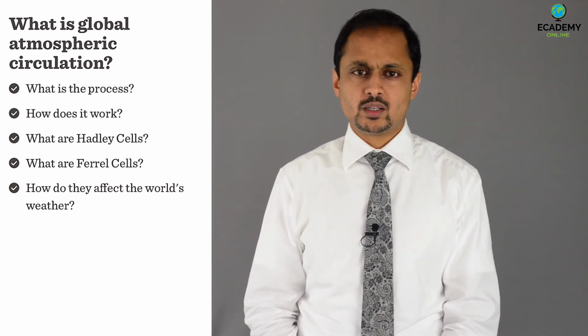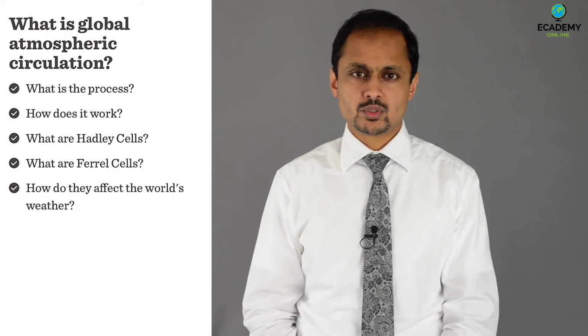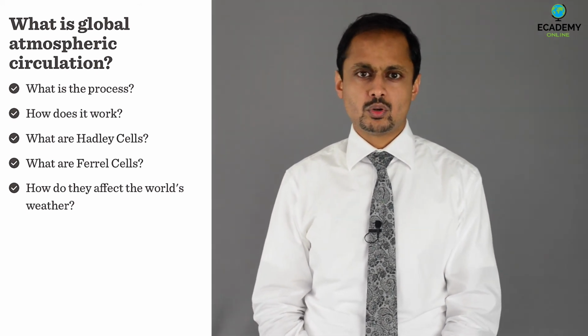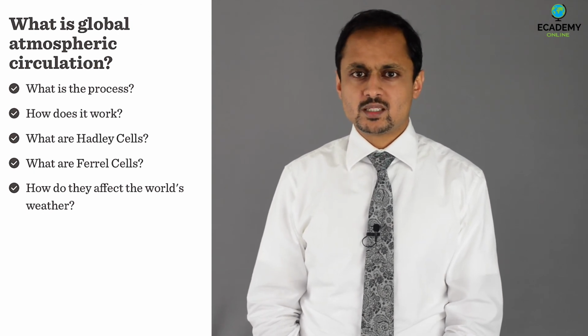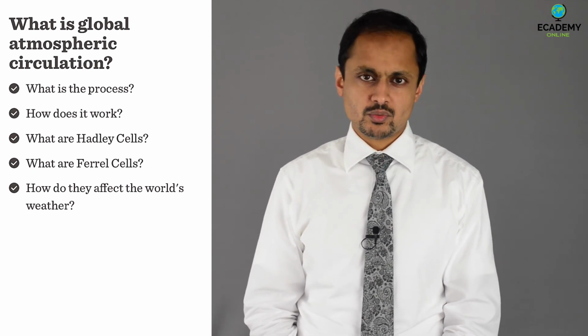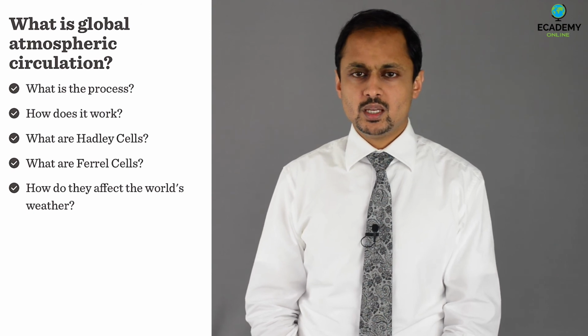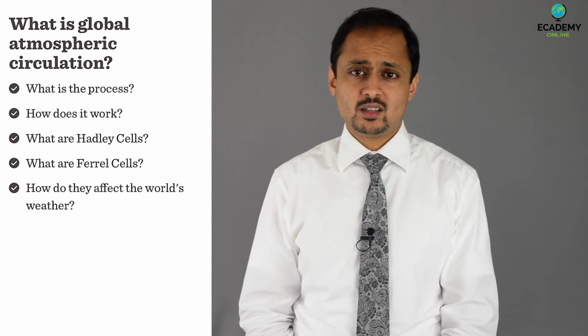The continued effect of the three circulation cells, Hadley, Ferrel and polar cells, combined with the influence of the Coriolis effect, results in global circulation. The net effect is to transfer energy from the tropics towards the poles in a gigantic conveyor belt.